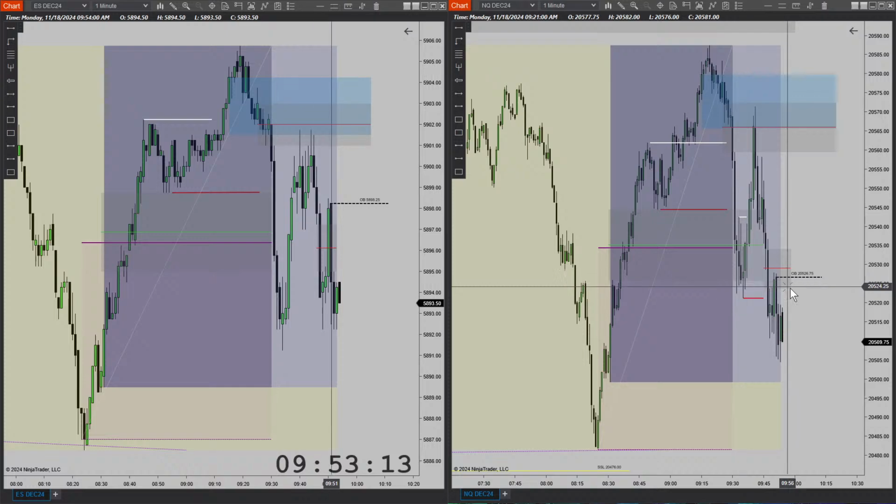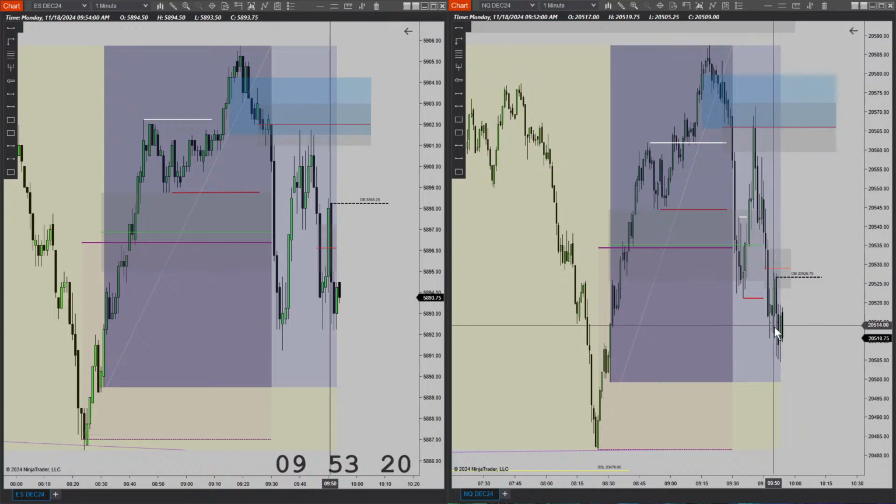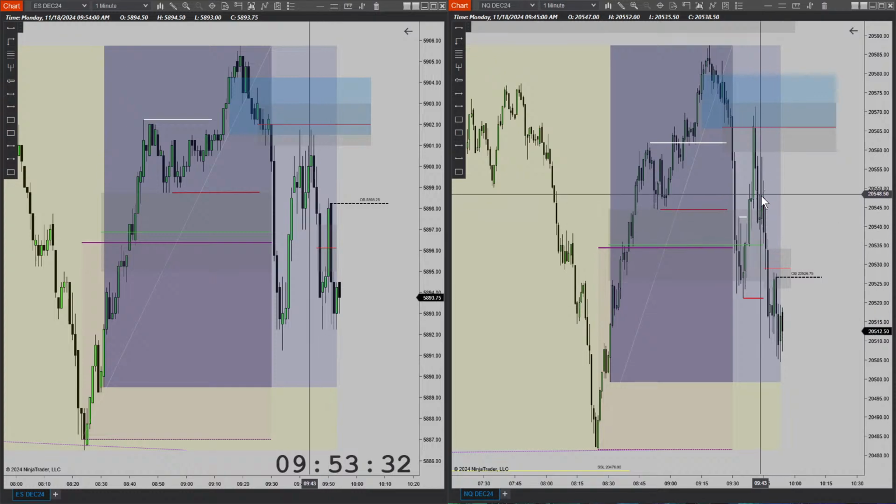Okay, so the 1 hour. Yeah, I want to see displacement now. If it doesn't happen, then we're probably going to these lows down here, because we have about 7 minutes until the macro closes. And in those 7 minutes, what I would like to see is price close above here somewhere.